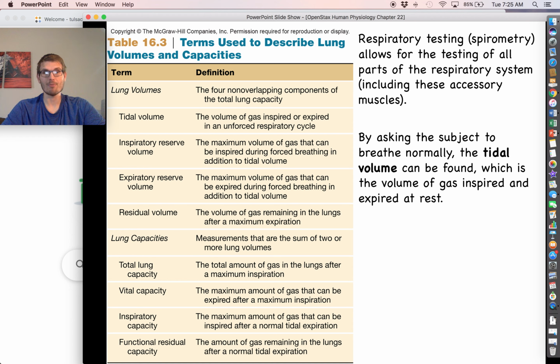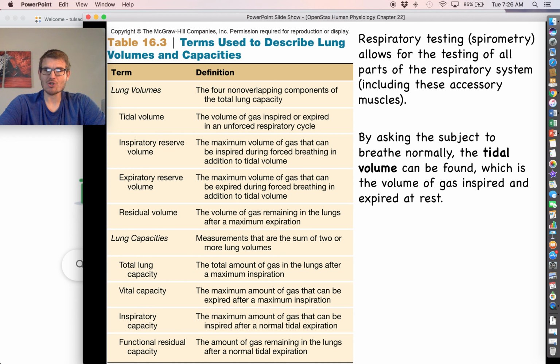So if we back up here, we're going to go through all of these different terms as we go through, but basically what I'm going to do here is walk you through what a typical spirometric procedure is going to look like. So the first thing your subject is going to be instructed to do is to just breathe as they normally would. So you don't have to have your subject do anything special. They're just going to breathe in, breathe out normally as they typically would.